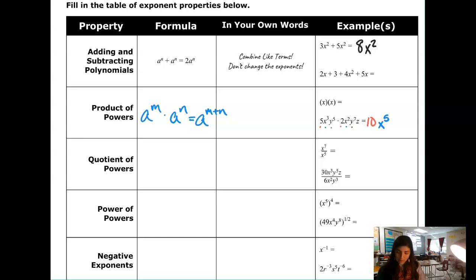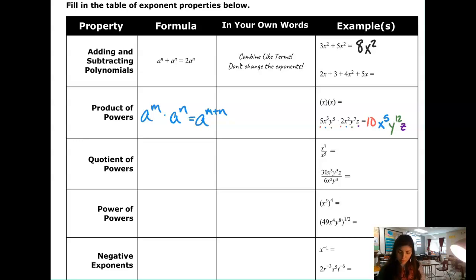Then I have the y's. Remember to line up only the letters that are the same. Y to the 5th times y to the 7th is y to the 12th power. I then have a z over here, and there's nothing that it combines with from the other part of this expression, so it doesn't change its exponent. There's nothing to add with it.